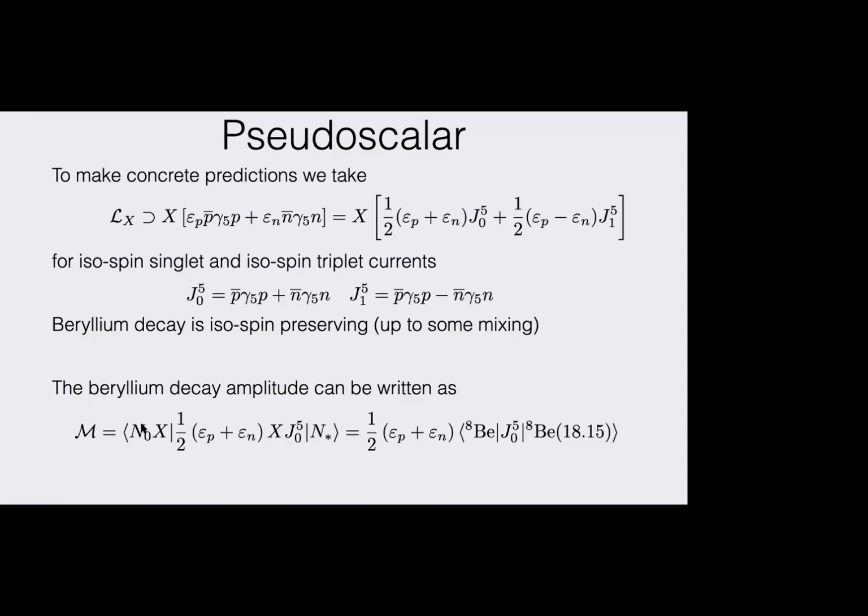Then you could rewrite the amplitude, the matrix element, from going from the excited state to the ground state plus the X, in this simple way, where you've factored out the couplings to the iso-singlet current and have some matrix element between the excited state and the ground state in terms of that current, something that you can imagine is fairly universal and could be extracted from either experiment or maybe lattice simulations.